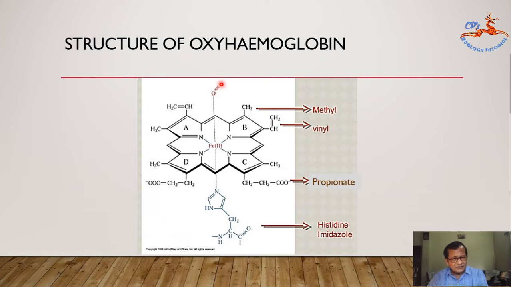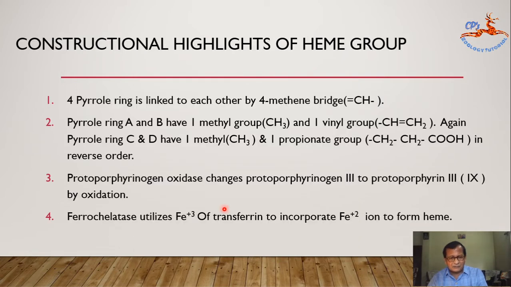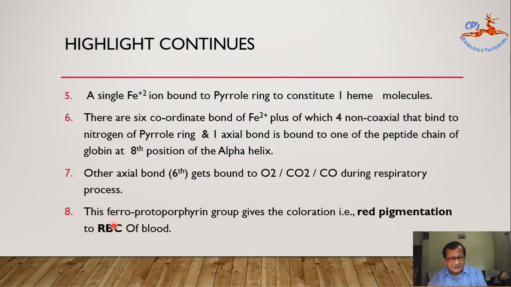When it binds with oxygen, it is termed oxyhemoglobin. It may also bind with carbon dioxide or carbon monoxide, and then it is termed carbaminohemoglobin, carboxyhemoglobin, etc. But when oxygen binds here, this is the structure of oxyhemoglobin. Now look, the ferroprotoporphyrin group gives the coloration. The color is red. The red pigmentation is found in the RBC of the blood.